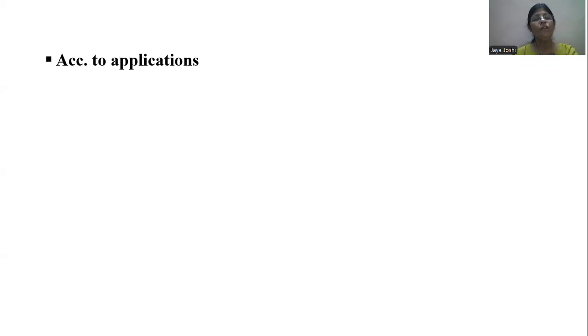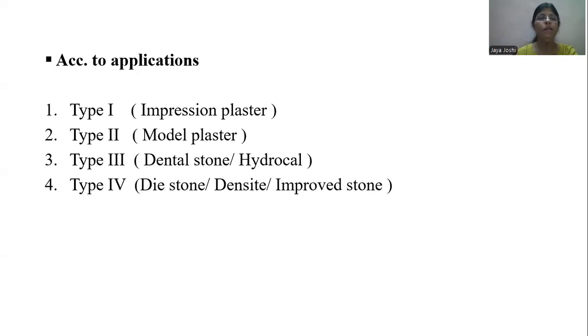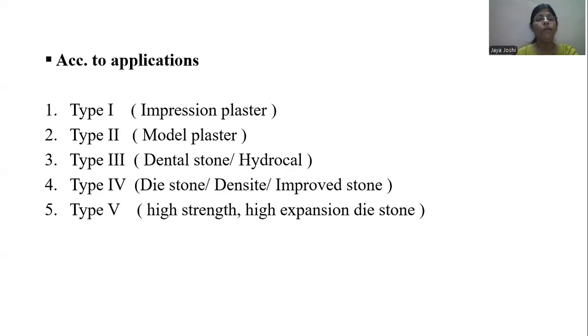Then they're also classified on the basis of their applications or uses, and this is the classification given by ADA. They have classified gypsum products into 5 types. Type 1 is impression plaster. Type 2 is model plaster or simple dental plaster. Type 3 is dental stone or hydrocal. Type 4 is dental stone with high strength, which is also called die stone, densite, or improved stone. And type 5 is dental stone with high strength and high expansion. So these are the 5 types according to ADA.